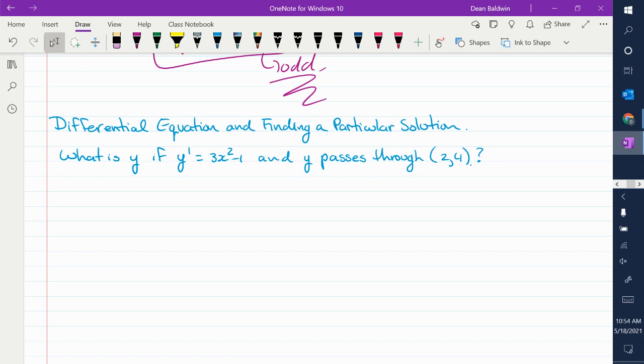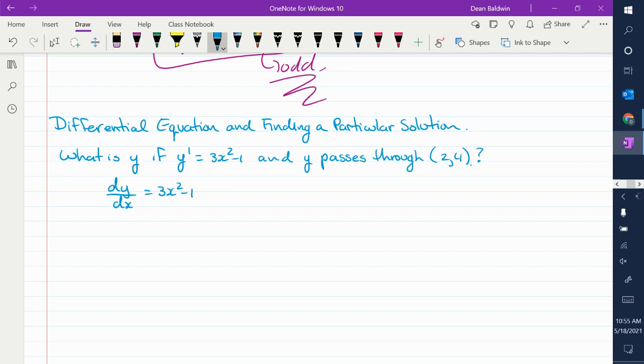So we have been given the derivative, y prime is equal to 3x squared minus 1. They tell us that the original function y passes through the point (2, 4). Okay? I want to know what y is. So y prime is the same as, we learned in derivatives, dy/dx. This dy/dx equals 3x squared minus 1, and y prime, that's the same thing. Okay?